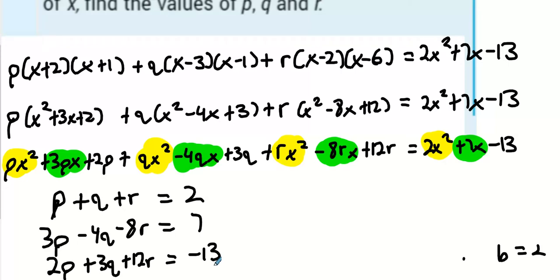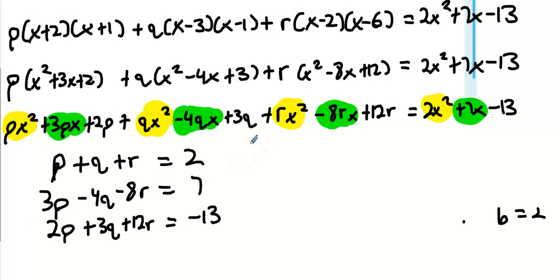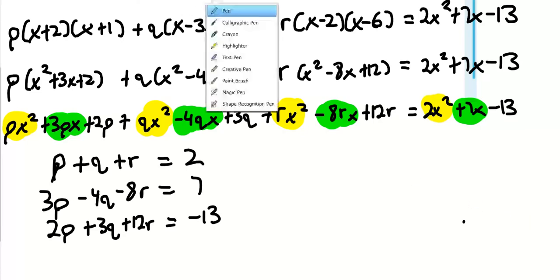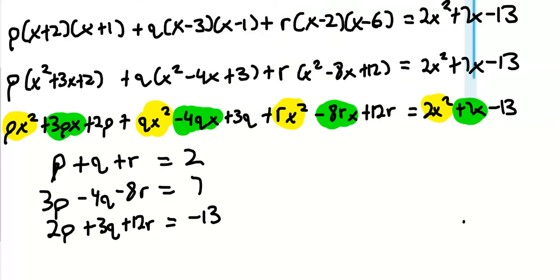Can we all decide on what letter we want to get rid of first? Get rid of R? Actually, do you know what would be smaller and easier? Get rid of Q's because they're smaller numbers. But we have minuses with the Q's, so actually, P's. You're right, we're going to get rid of the P's.